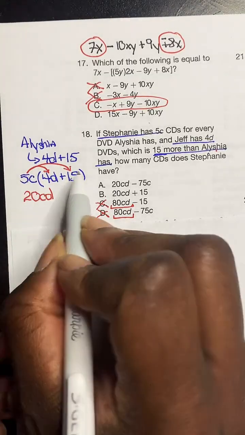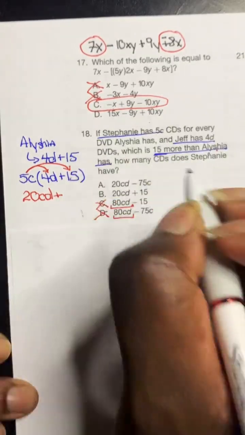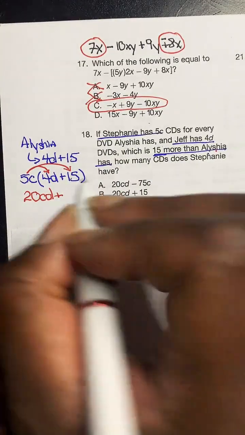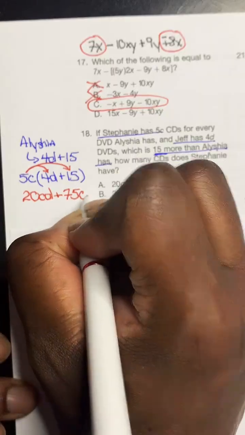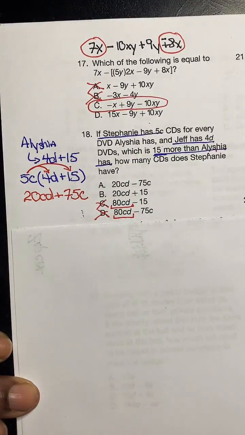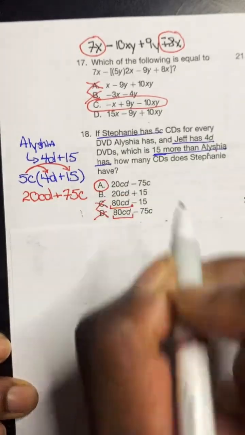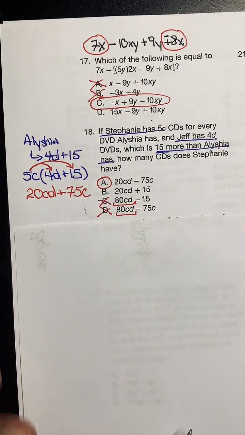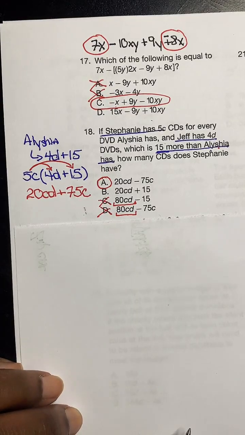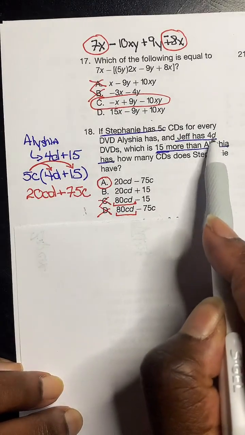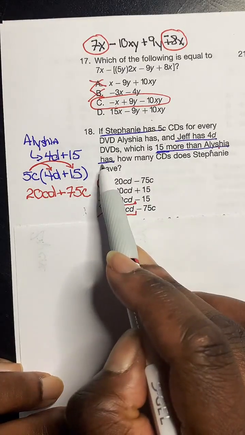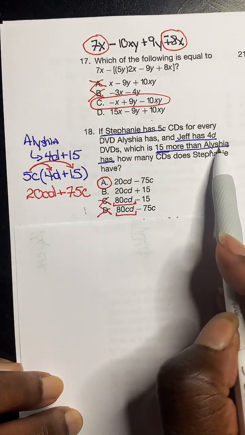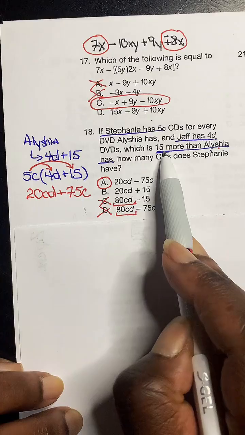So now 5C times 15, that gives us our 75. And we're bringing our C over. So the answer is going to be A. No, Jeff didn't have 15 more than Alicia. Jeff only had 4D, which is 15 more than Alicia has. So that means Alicia, it has Jeff plus the 15.